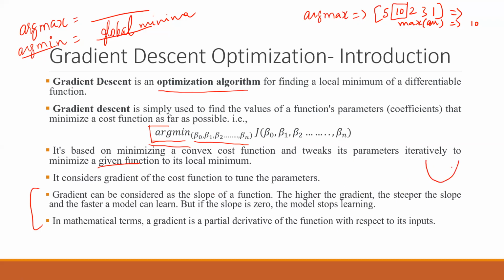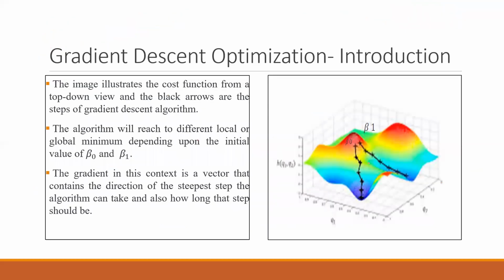So if we visualize this, let's say that this is the function that we have. If it is more steep, obviously the gradient is higher, and if it is less steep, then the gradient is low. That we all know, because dy by dx is the slope, right? The change in y based on x. So that's the slope. And in mathematics, a gradient is a partial derivative of the function with respect to its inputs. Let's see what's happening here.